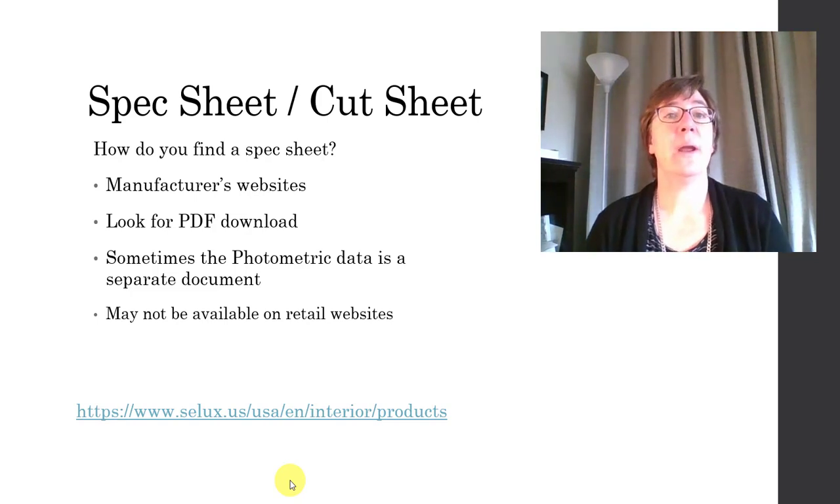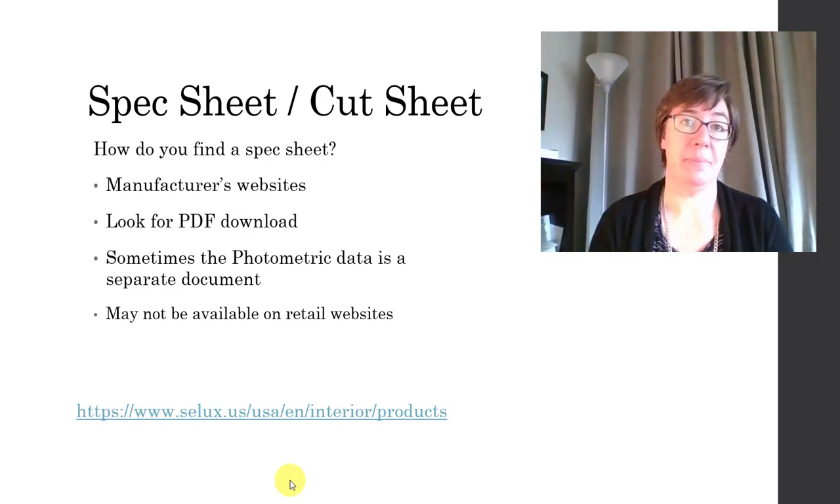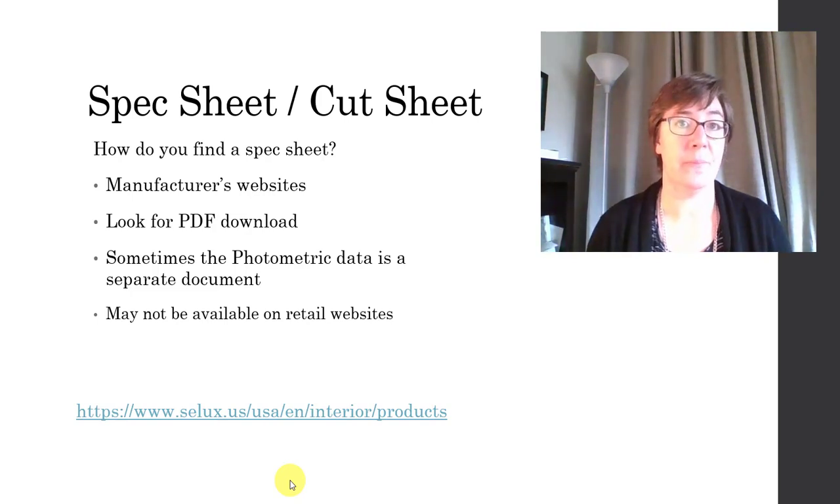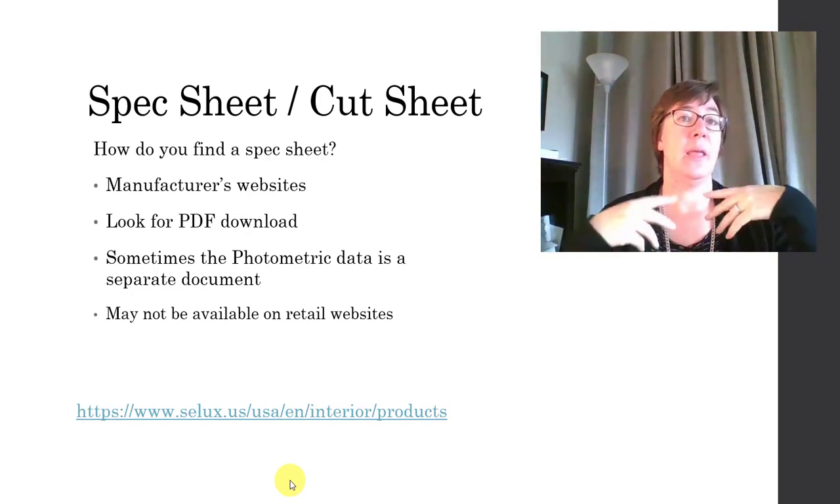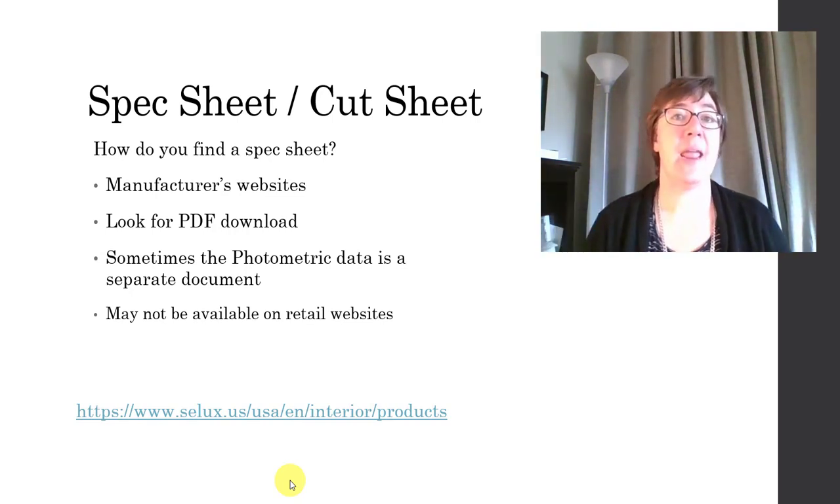Okay, where can you not find the spec sheet? On retail websites. If you're choosing your Luminaires from a retail site, they most often don't have the manufacturer's spec sheet available for download. What you would need to do is look at the manufacturer's name and the model number and just Google those and go to the manufacturer's website.